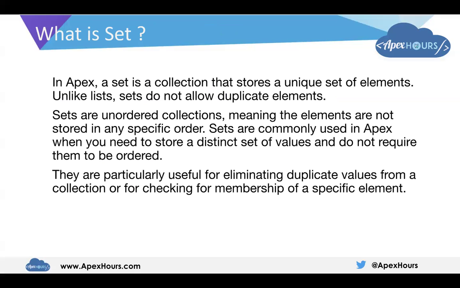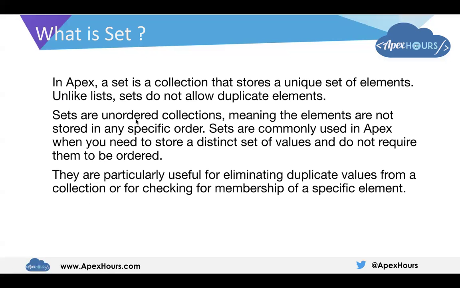Let's come on to the set. In Apex, a set is a collection that stores a unique set of elements. Unlike lists, sets do not allow duplicate elements. Basically, set and list are the same type of thing, but the only difference is that a set cannot hold duplicate data. Set is always used to store the unique set of elements, and a list, on the other hand, can hold duplicate values as well, but sets cannot. Correct.